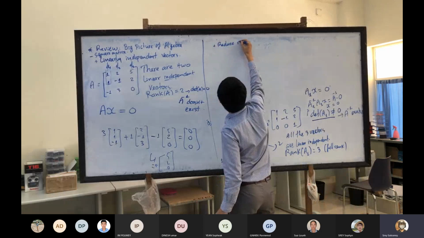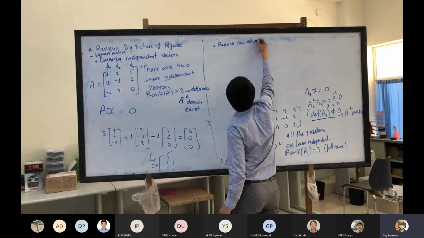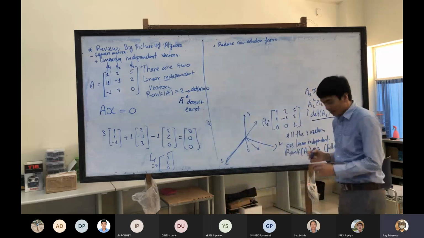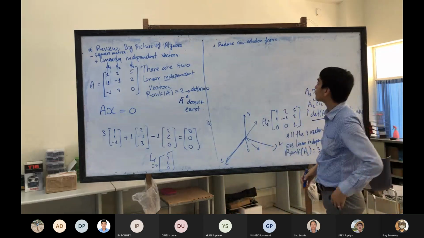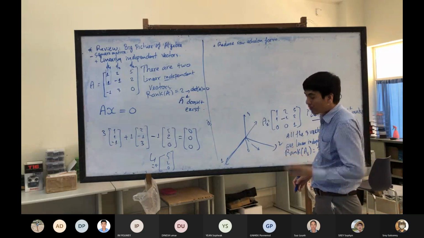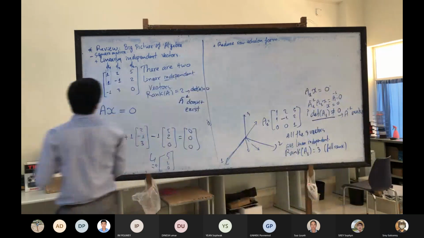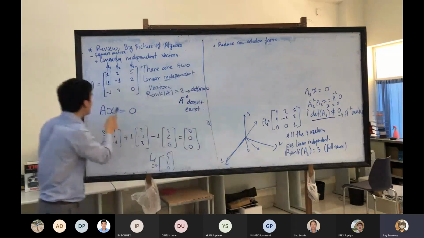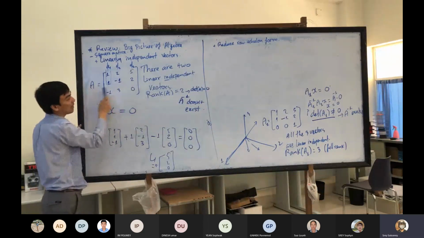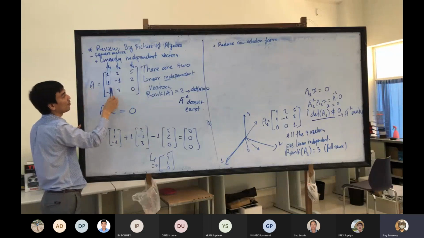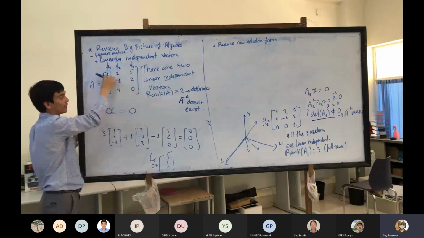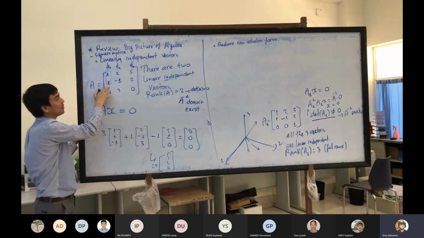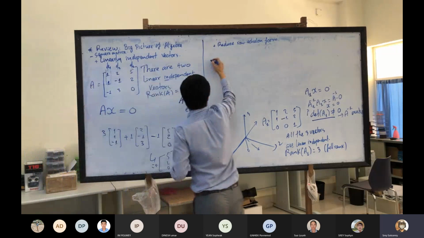Reduced row echelon form. It's straightforward. Reduce row means you try to eliminate the entries so that you have all 0 except the diagonal. Let's say you try to eliminate this.